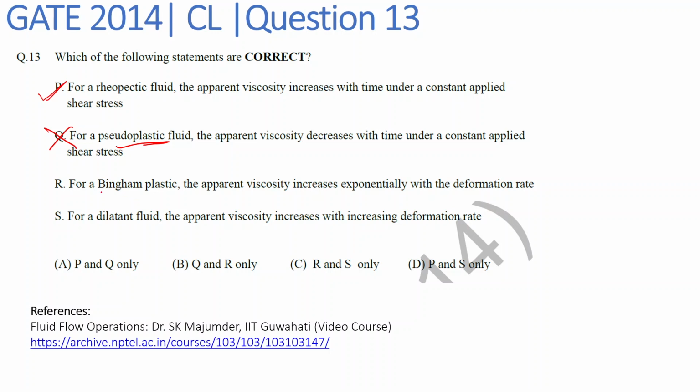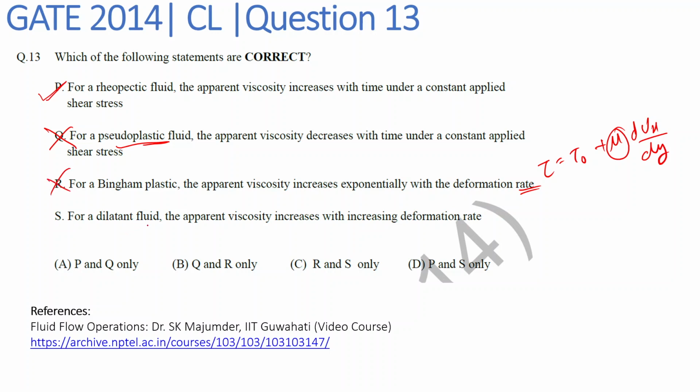Then the other option is for a Bingham plastic, the apparent viscosity increases exponentially with deformation rate. So for the Bingham plastic, the equation is tau equal to tau naught plus mu dvx by dy, where mu is not dependent on the deformation rate. It won't increase exponentially with deformation rate. So this is also an incorrect option.